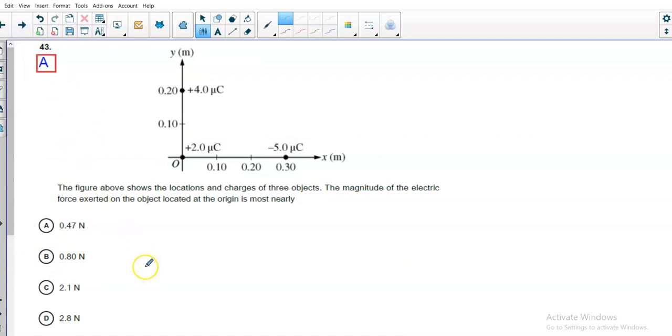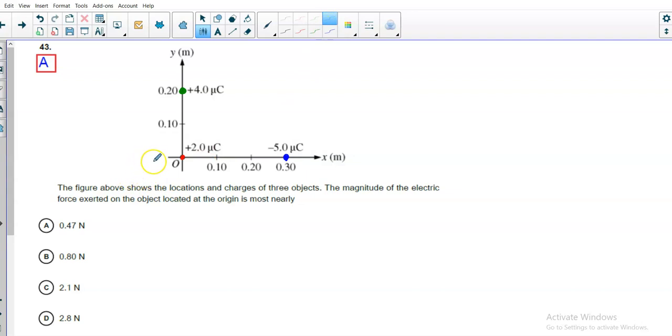The figure above shows the locations and charges of 3 objects. The magnitude of the electric force exerted on the object located at the origin is most nearly... So they want the force on this guy. Let's go with this one is green and this one is blue. Well, really, let's go with the direction of the forces first. So they're close to this. This one has a little more charge, but it is farther away. So the 2 forces are going to be close to the same.